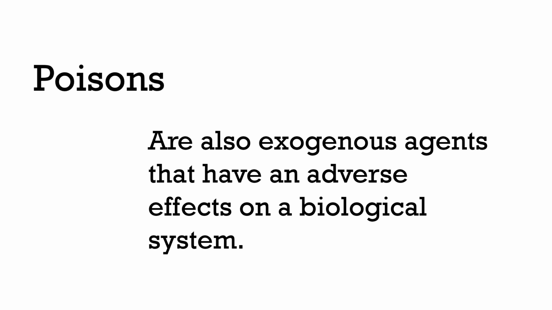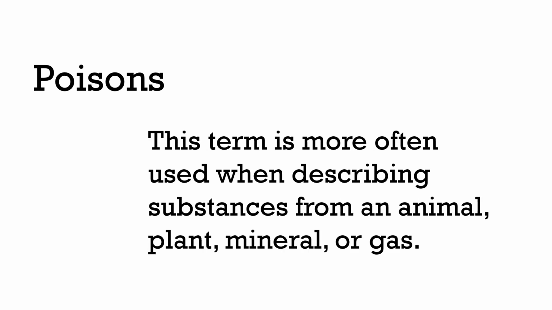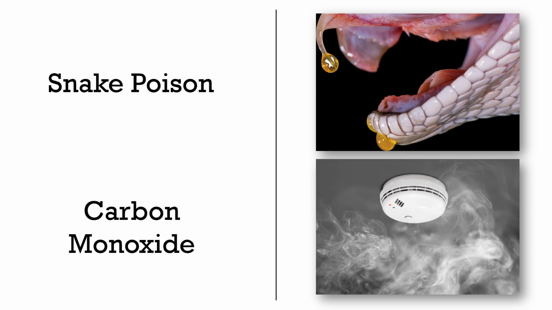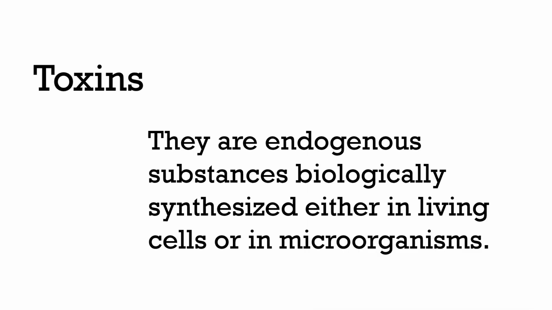Poisons, on the other hand, are also exogenous agents, but they have an adverse effect on biological systems. This term is more often used when describing substances that come from animals, plants, minerals, or gas. For example, the venoms from poisonous snakes, or carbon monoxide poisoning coming from the smoke or gas within an enclosed room or space. So in the form of gas, or coming from animals.